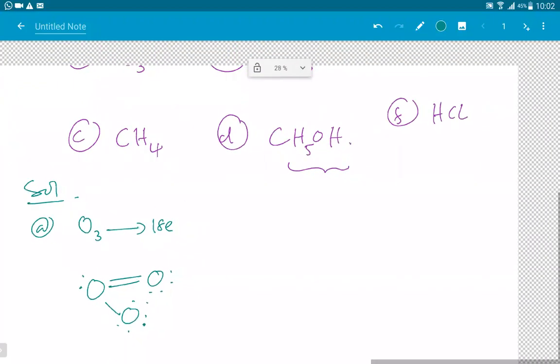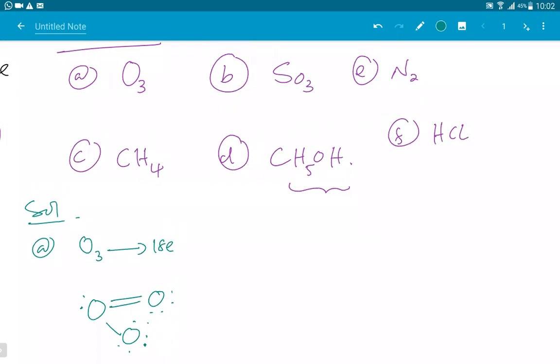Other colleagues, just confirm if you have got the same structure. There's a double bond, yes, which is very true. There's a double bond between an oxygen and oxygen.